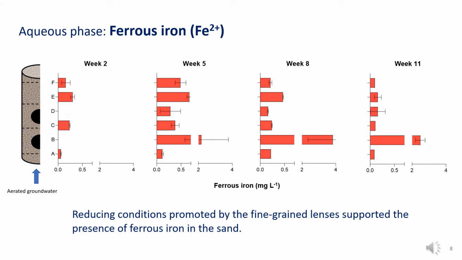Moving on to ferrous iron and observing the trend throughout the experiment, ferrous iron levels were higher in ports following the lenses, especially C and E, meaning the lenses act as a source of reduced iron and manage to distribute it into the sand by maintaining reducing conditions or reducing iron in the sand itself.